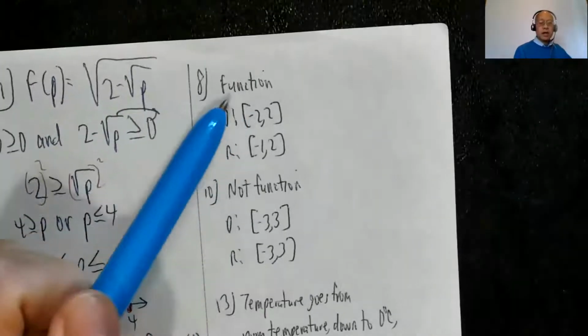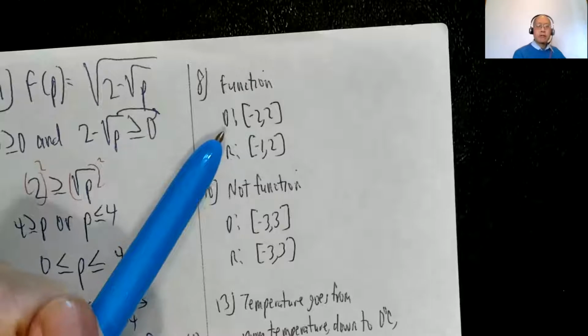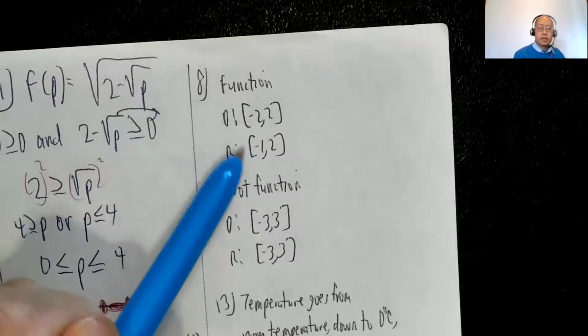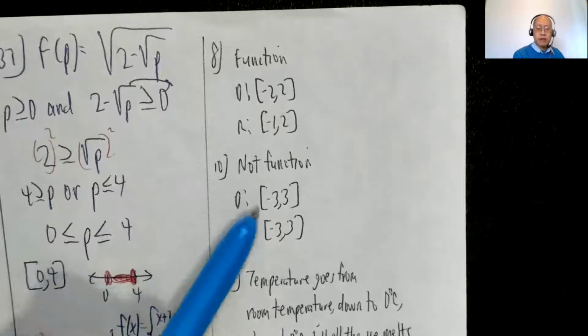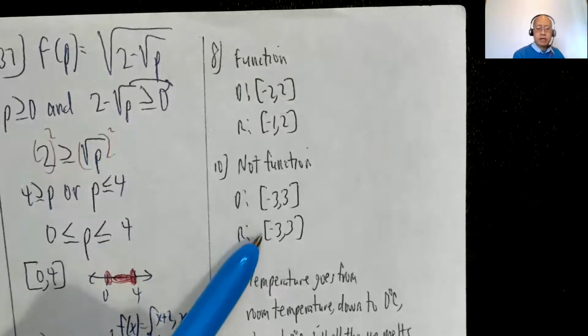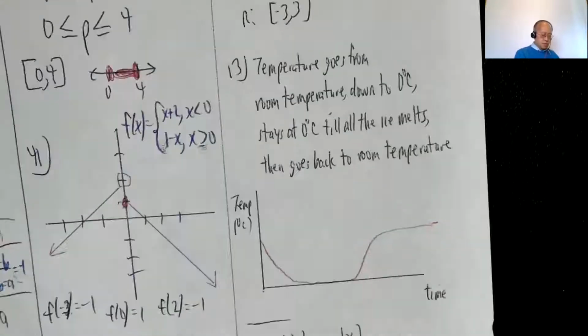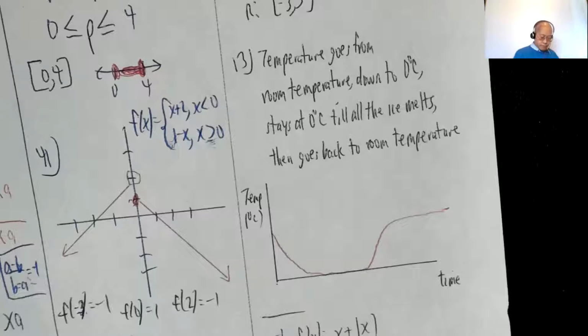Okay. Number 8 is a function. The domain is bracket -2, 2. The range is bracket -1, 2. Number 10 is not a function. Domain is bracket -3, 3. And range is bracket -3, 3 also. I'll show you quickly what those were.